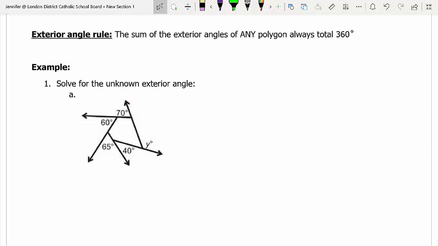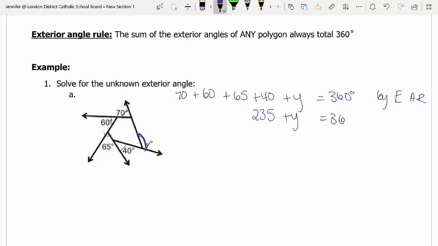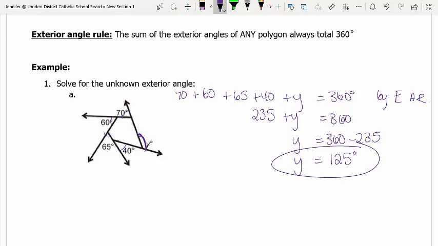So let's just try one quick example. Solve for y, okay, and it's an exterior angle, and we know that all the exterior angles of this shape add up to 360. So 70 degrees plus 60 degrees plus 65 degrees plus 40 degrees plus y equals 360 degrees by the exterior angle rule. Okay, now we're just going to add this up and then solve for y. Alright, so y is equal to 125 degrees.